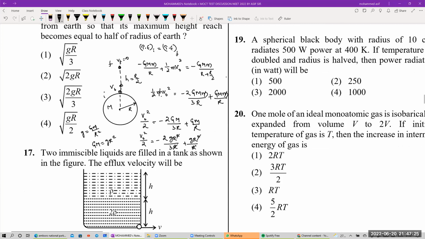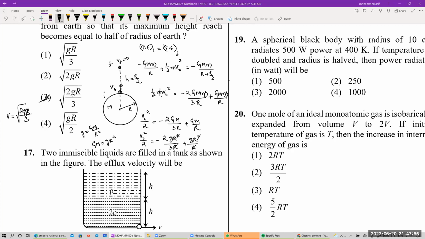कोई आंसर आया किसी को? थर्ड ऑप्शन बोल रहे हैं. Anish, do the calculation, tell me the answer. V naught square by 2 will be equal to how much? Minus 2g into r divided by 3 plus gr. So simplify it, how much I'm getting, you see? So we'll be getting the answer as v is equals to under root of 2 times of g into r divided by 3. Third option will be the answer. Very good.